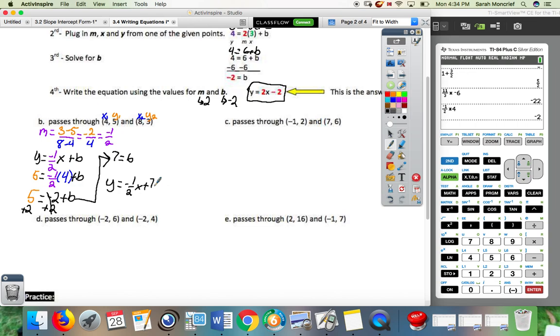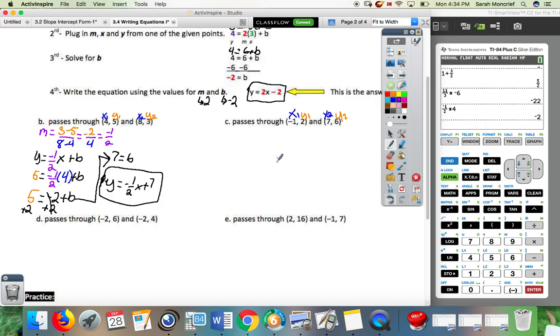All right, let's move on to C. So C, our line passes through the points negative 1, 2, and 7, 6. Again, let's label my x's and my y's. My x1 will be negative 1, and my x2 will be 7. So that means my y1 is 2, and my y2 is 6.